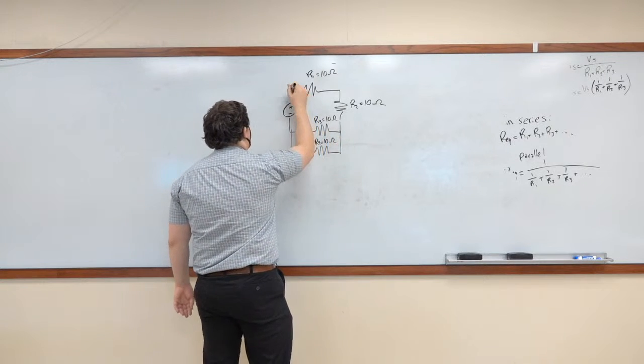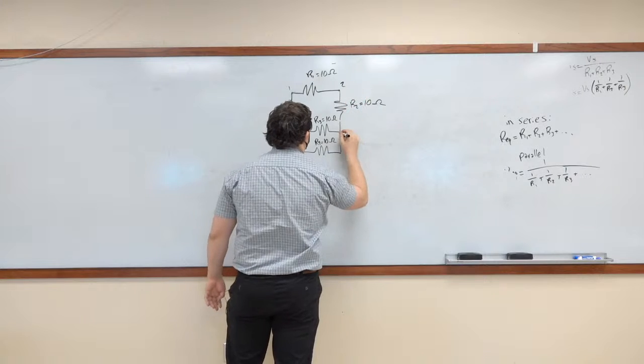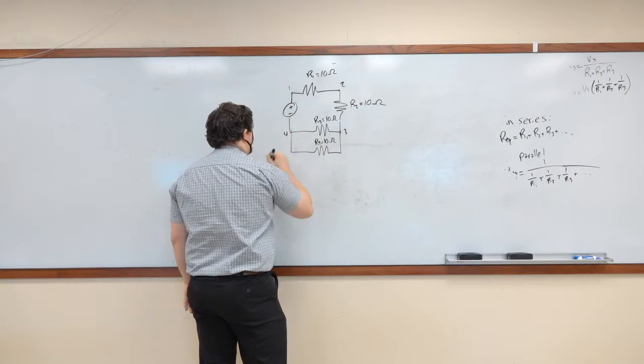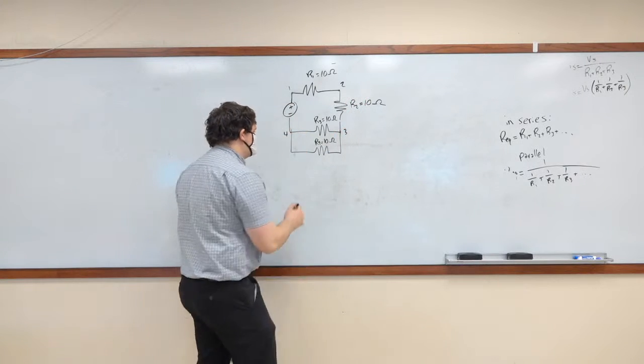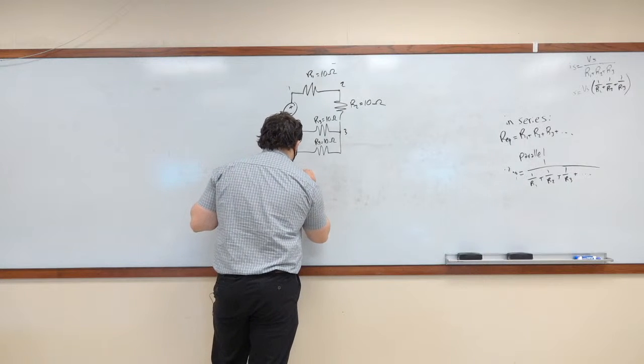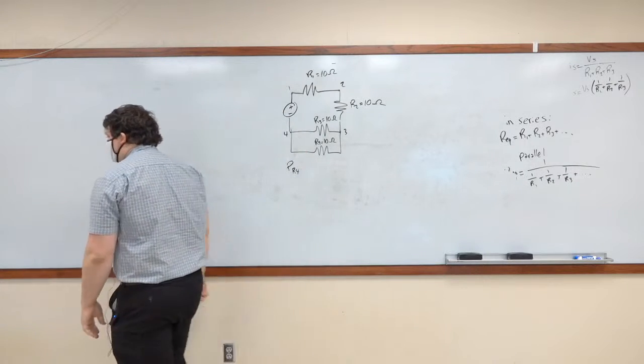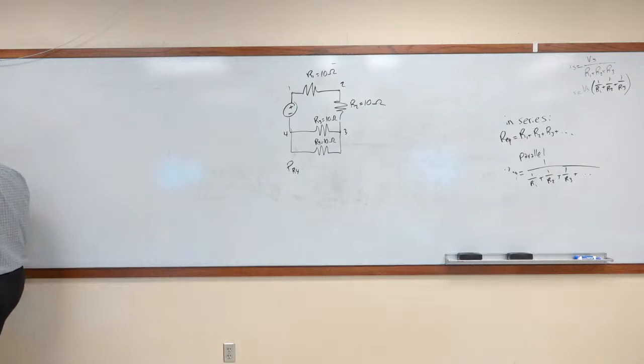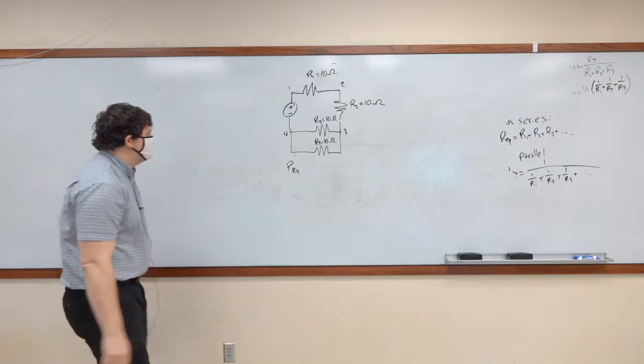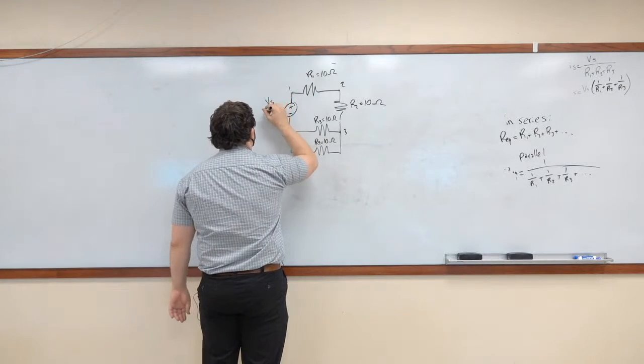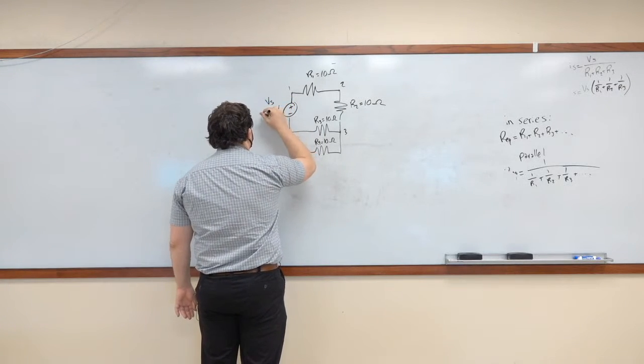Okay, we'll go ahead and label our nodes. And the question that I want to ask here is, what is the power going through R4? An ugly question to ask. We'll say Vs is also equal to 10 volts. Everything is tens.